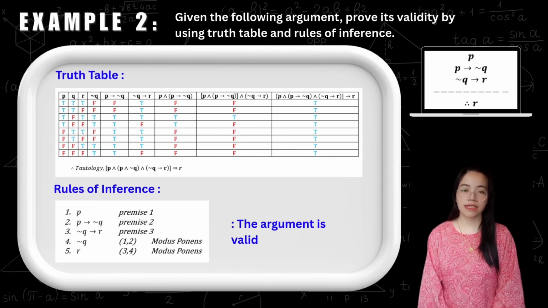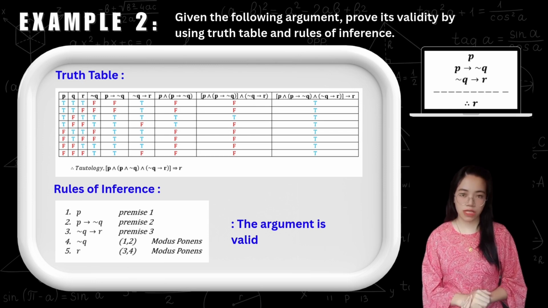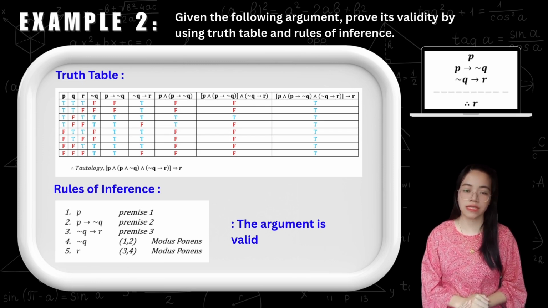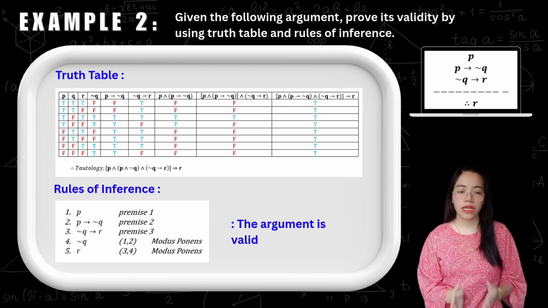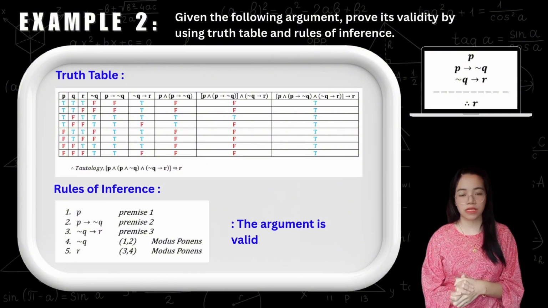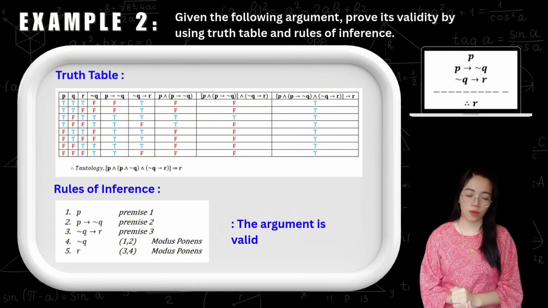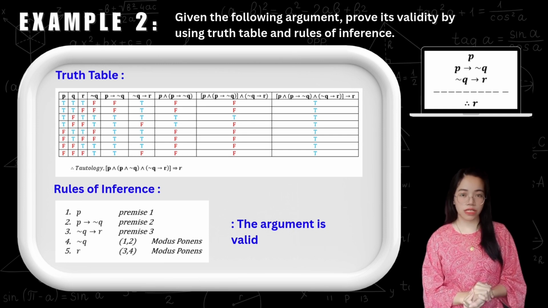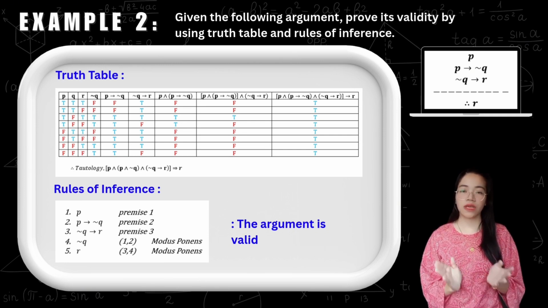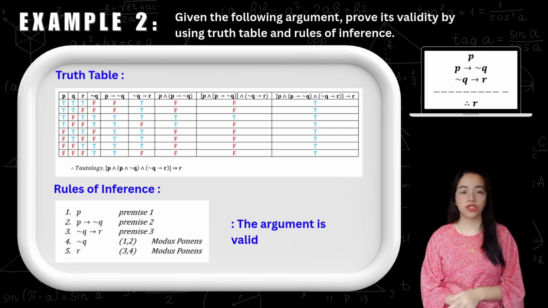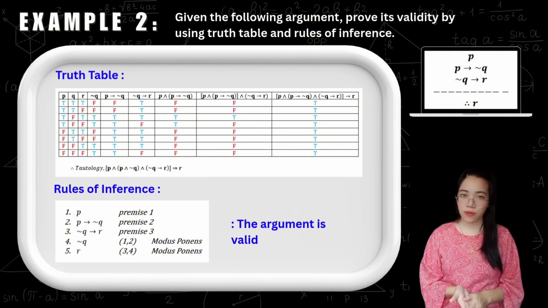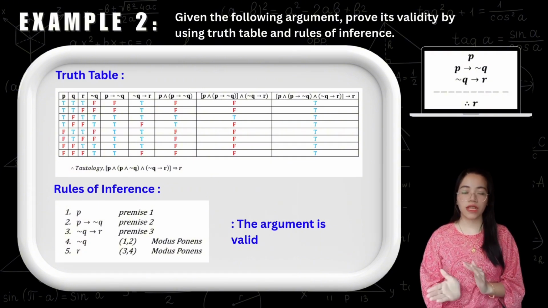Moving on to the second example, given the following argument, prove its validity by using the truth table and rules of inference. From the truth table, it has been shown that all the premises logically imply the conclusion R, as it achieves tautology. Same goes for using the rules of inference. We are able to find the conclusion R through modus ponens, by taking into account all the premises. To conclude, both techniques show that the argument is valid.